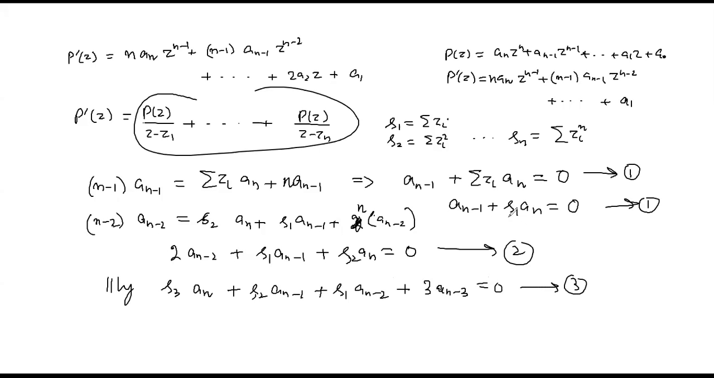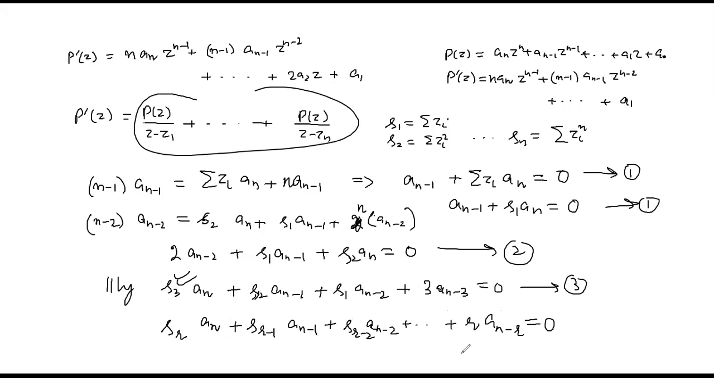Now if I evaluate S1 from here, then with its help, using the coefficients, I find S2, and of course from here I then get S3, the sum of the cubes, and I can go on and on. So in general I will get SR into an plus SR minus 1 into an minus 1 plus SR minus 2 into an minus 2 plus so on and so forth. Last I will get R into A sub n minus R equal to 0, from which I get SR.